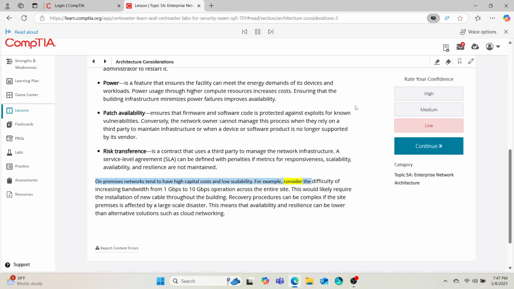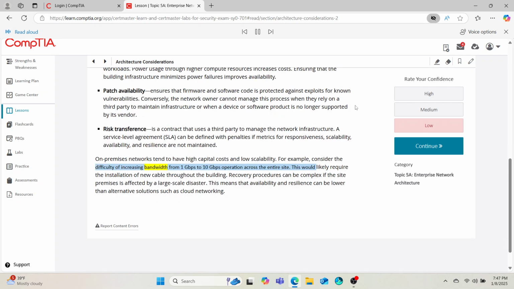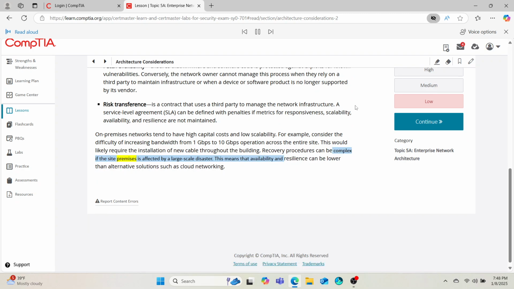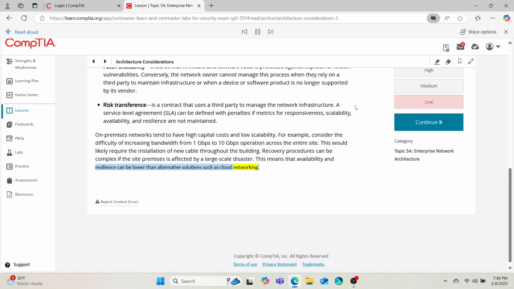For example, consider the difficulty of increasing bandwidth from 1 gigabit per second to 10 gigabits per second operation across the entire site. This would likely require the installation of new cable throughout the building. Recovery procedures can be complex if the site premises is affected by a large-scale disaster. This means that availability and resilience can be lower than alternative solutions such as cloud networking.